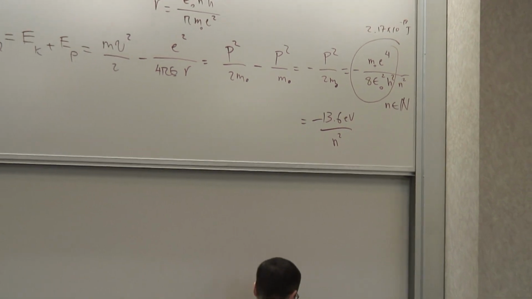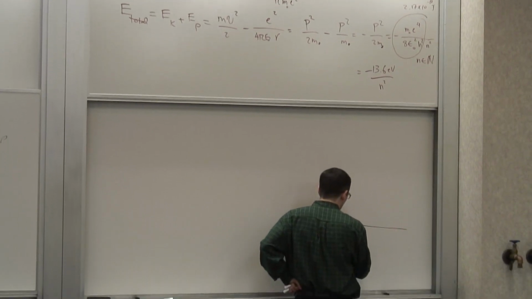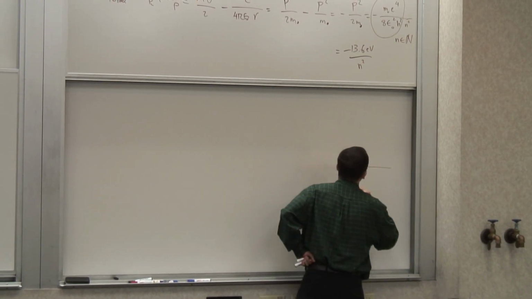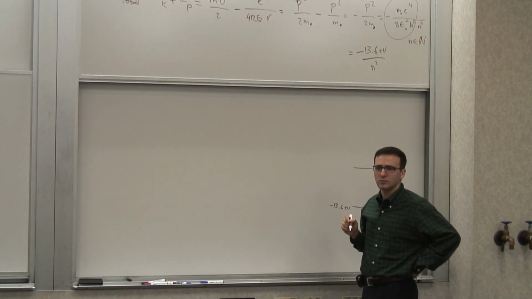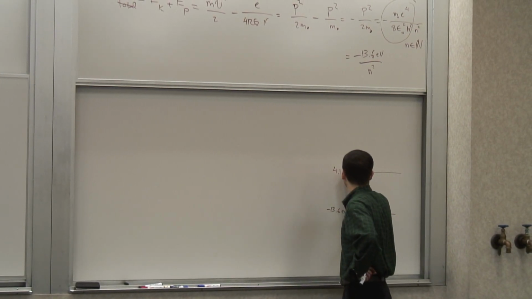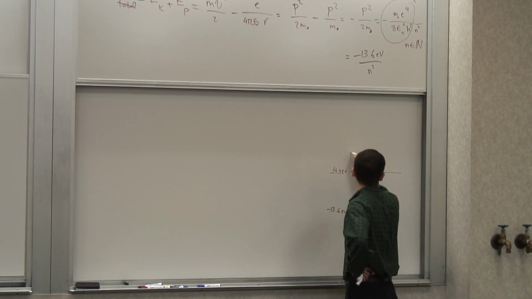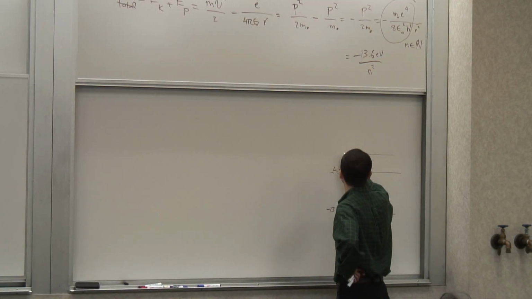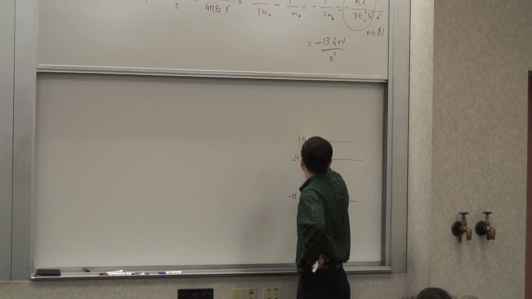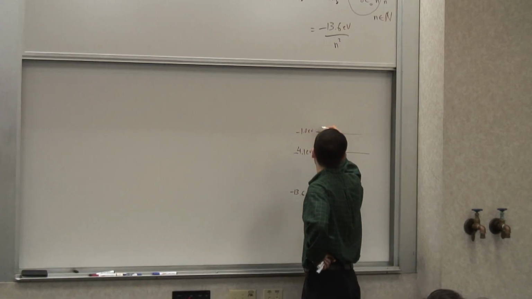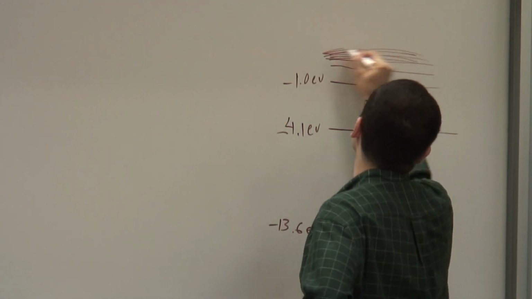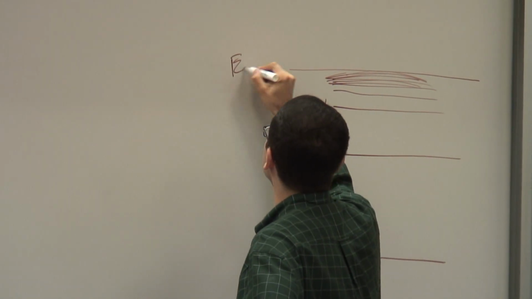For instance, the lowest energy level, for n equals 1, is minus 13.6 eV. The next one is that divided by 4, which is around 3.4 eV. The next one is that divided by another 4, probably around 1 point something eV, and so on and so forth. They get closer and closer and then you get to the zero energy level.